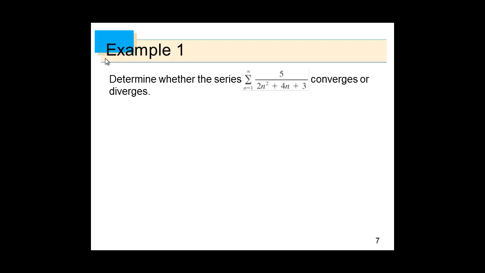Okay, let's look at another example. Let's say I have this series. These are the kinds of problems you have in your exercise. Let's say the question is: determine whether the series converges or diverges. The series is the sum, n going from 1 to infinity, of 5 divided by 2n squared plus 4n plus 3. Does this series converge or diverge? That's the question.